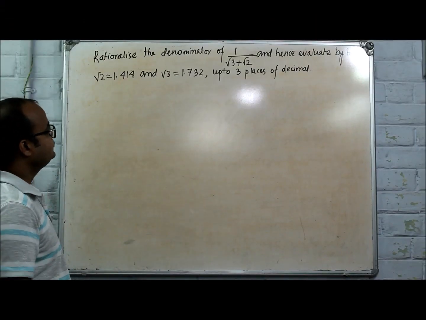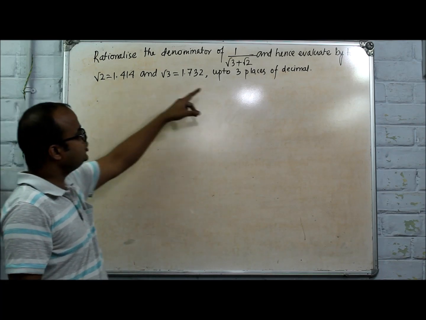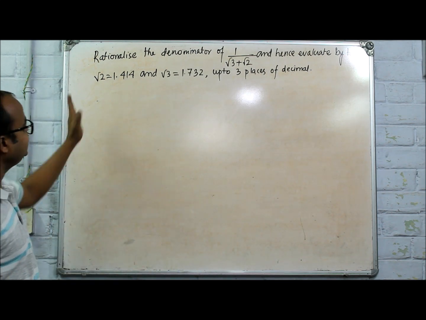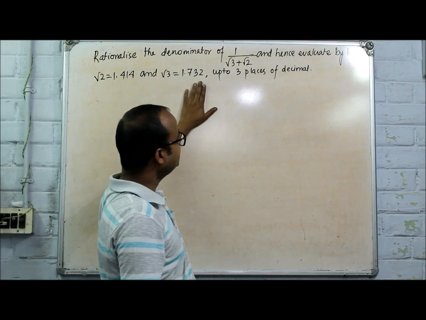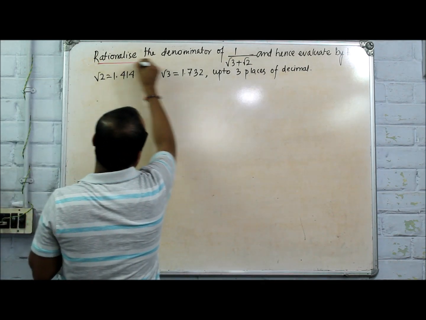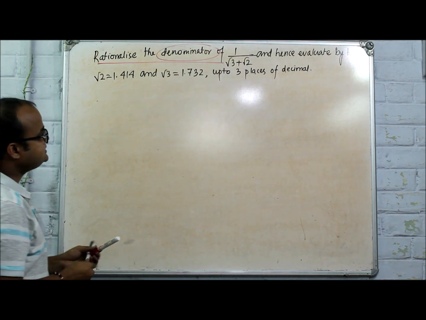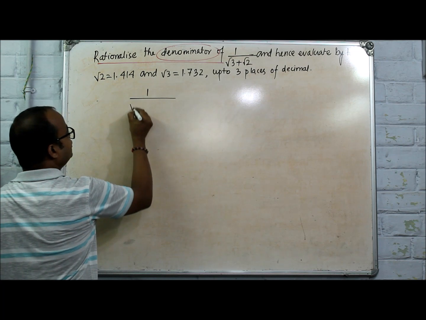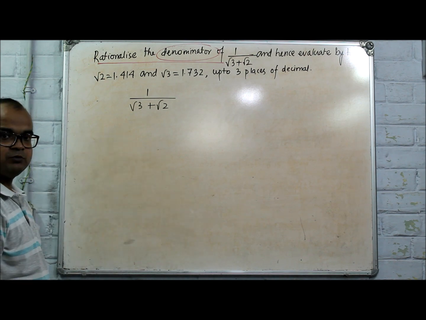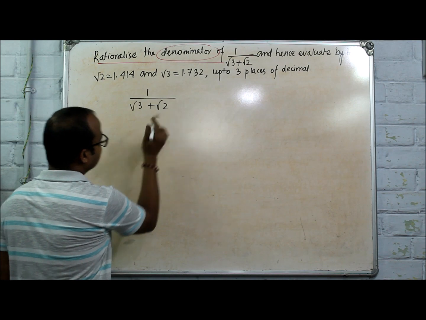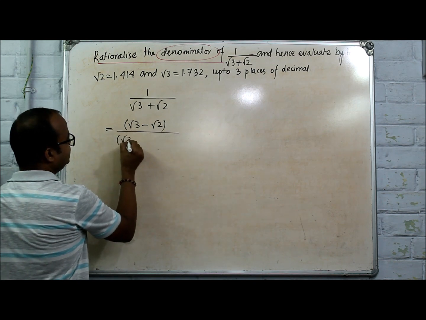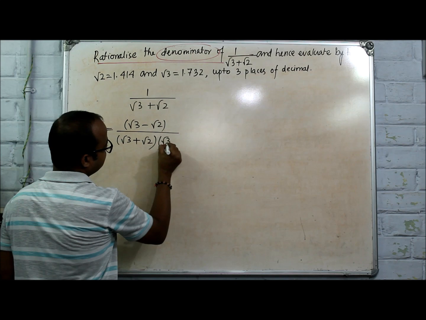Now we solve this problem. First we read the problem. Rationalize the denominator of 1 by root 3 plus root 2 and hence evaluate by taking root 2 equal to this value; root 3 value is given to you up to 3 places of decimal. So first we solve the first part, that means rationalize the denominator. 1 upon root 3 plus root 2 is given to you. So we need to multiply numerator and denominator by root 3 minus root 2. So root 3 minus root 2 by root 3 plus root 2 into root 3 minus root 2.